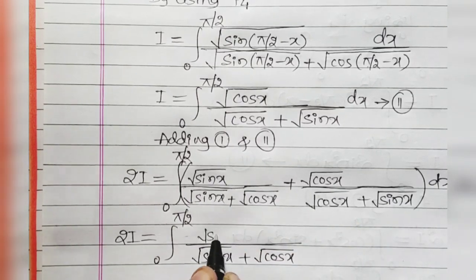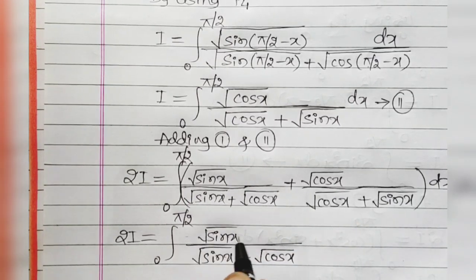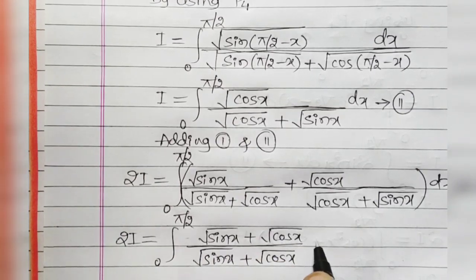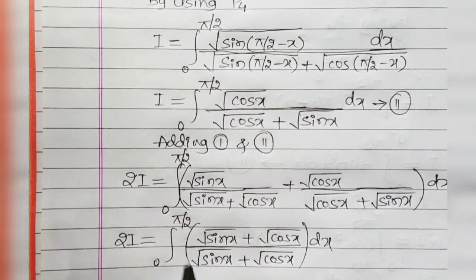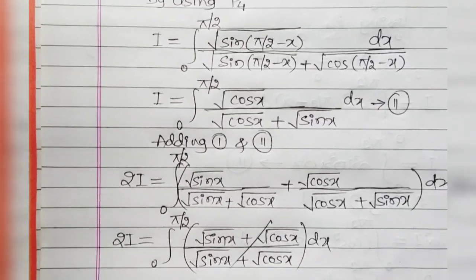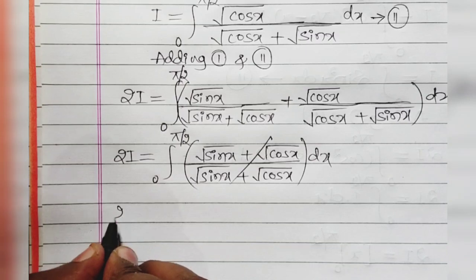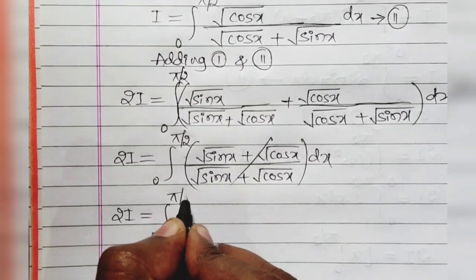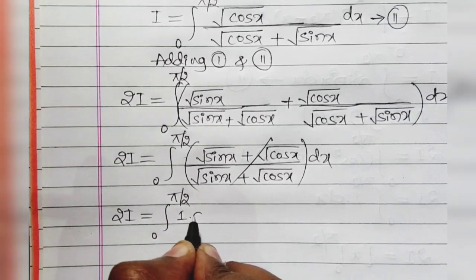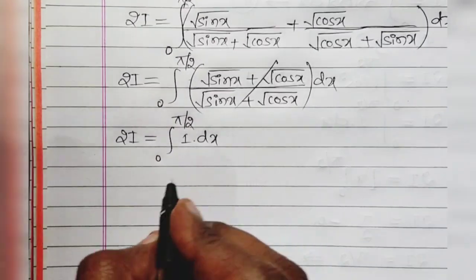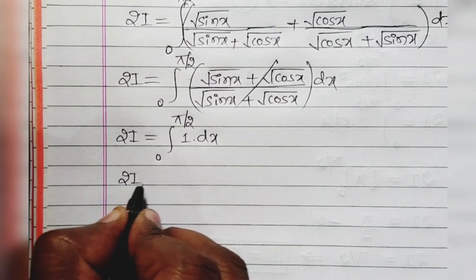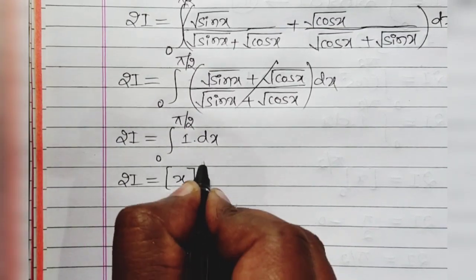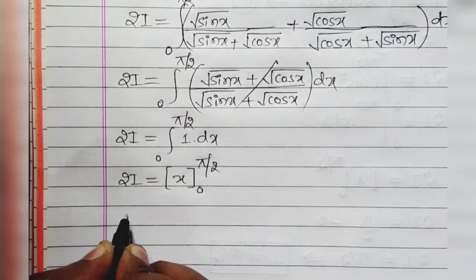Again it is root sin x plus root cos x, dx. So these two are similar terms, and they get cancelled. Then 2I is equal to the integral from 0 to pi by 2 of 1 dx. What is the integration of 1 dx? It is x. 2I is equal to x, and then apply the limits, 0 to pi by 2.